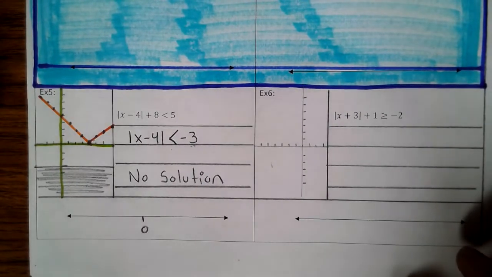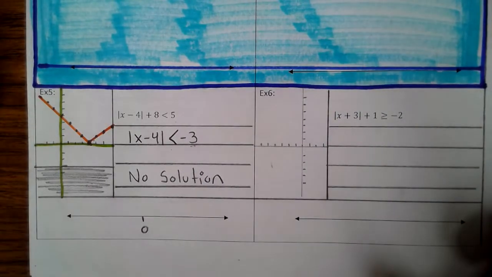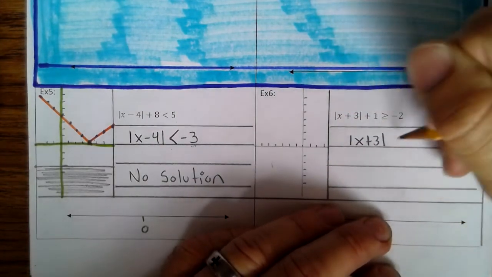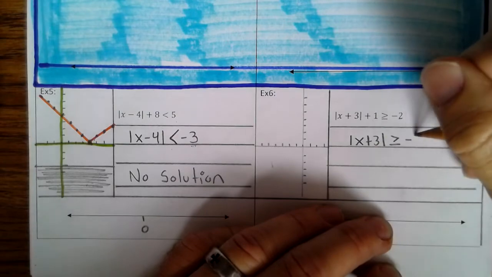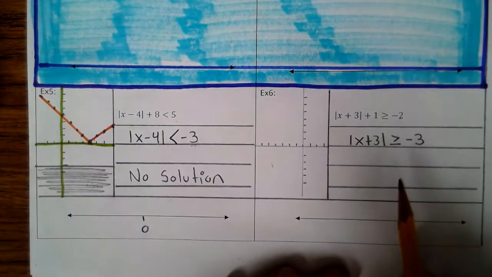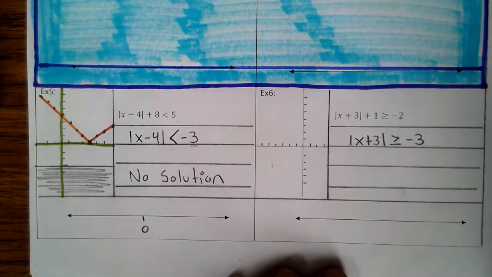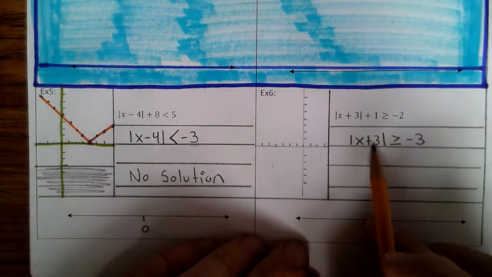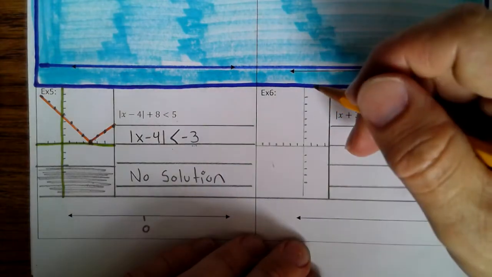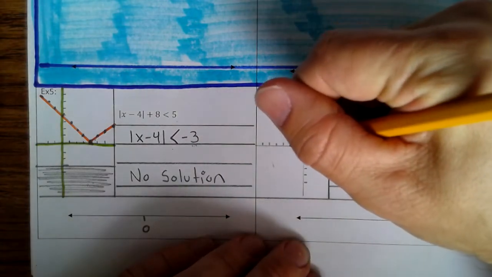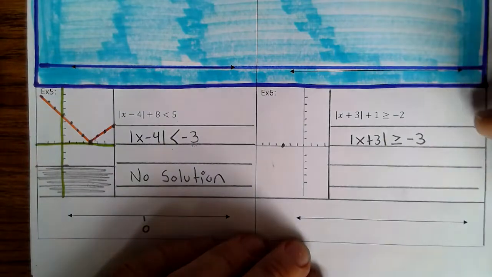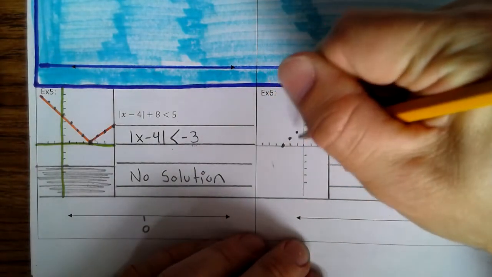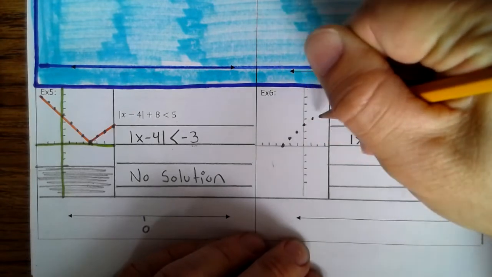Okay, let's take a look at example 6. Okay, we're going to isolate the absolute value, so subtract 1 from both sides. The absolute value of x plus 3 greater than or equal to negative 3. Again, anytime you have a negative number on the right side of the absolute value, you want to graph before you apply the definition. Okay, so this plus 3 means we move left 3 units. So we're going to left 1, 2, 3. And we're going to graph by direction. So we graph right 1, up 1, right 2, up 2, right 3, up 3, 4, and so on.